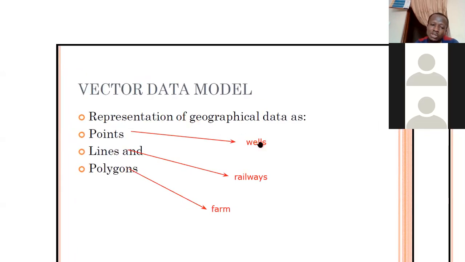So there are real world objects. In fact, any object can be modeled as a point, a line, or a polygon according to the vector data model. And I think AutoCAD also makes use of that.